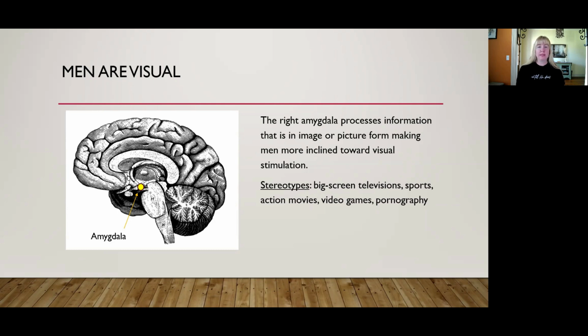So what does the right amygdala do? It processes information that comes to them through image or picture form. And that is what makes men more reliant upon visual stimulation and visual input when making decisions. It supports the idea of them being the hunters and the warriors, and being able to rely on their eyesight and the information they gather through their senses to understand a situation, to be able to recognize threats.